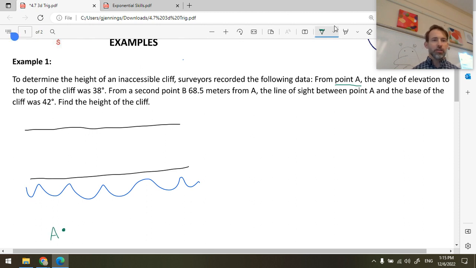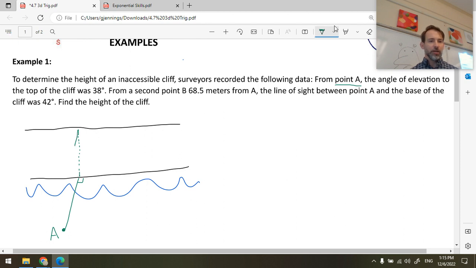The angle of elevation to the top of the cliff was 38 degrees. So we go over here to the cliff, and I just draw that on a bit of an angle. That's looking square at the cliff. Isn't that the bottom of it? Yeah, that's the bottom of the cliff, and then this is climbing the cliff to the top of the cliff.